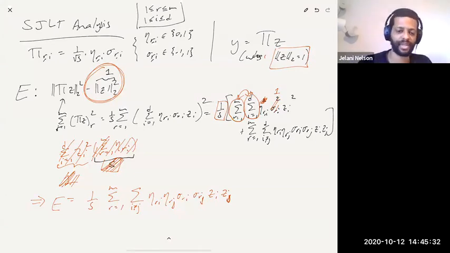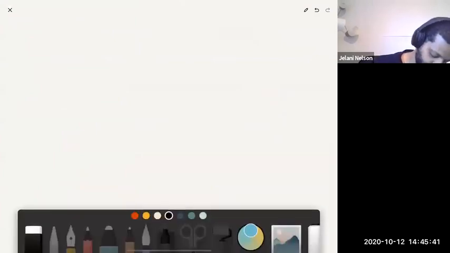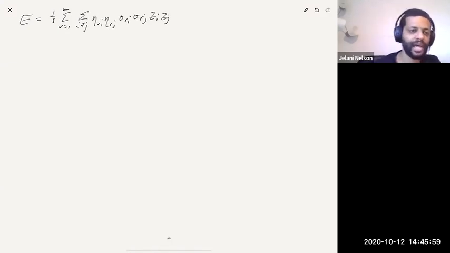Okay. So let's go on to the next board. Actually, let me switch back to black. So we just said that the error random variable is 1 over S, sum r goes from 1 to m, sum i not equal to j, of eta ri, eta rj, sigma ri, sigma rj, zi, zj. And let me remind you that we have the Hanson-Wright inequality, which we're going to use.